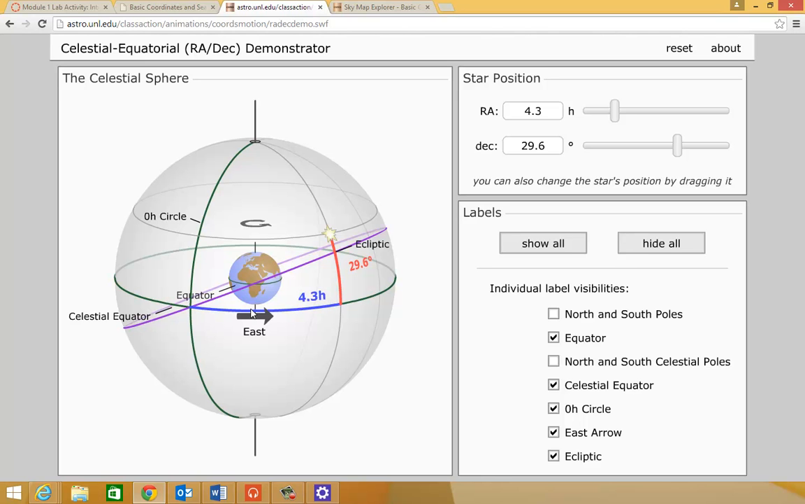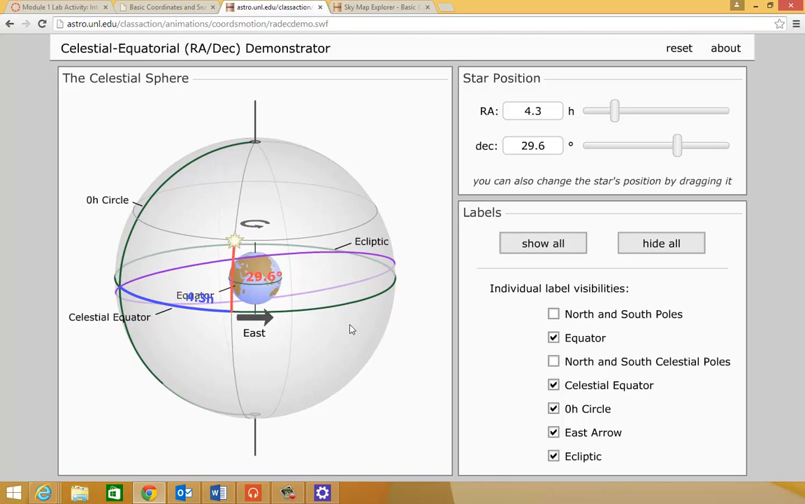And instead of giving it in degrees, we give it in hours. So right ascension is defined in hours. And that's because the Earth spins once on its axis in 24 hours. So we give right ascension in hours. In this case, 4.3 hours is the right ascension value.